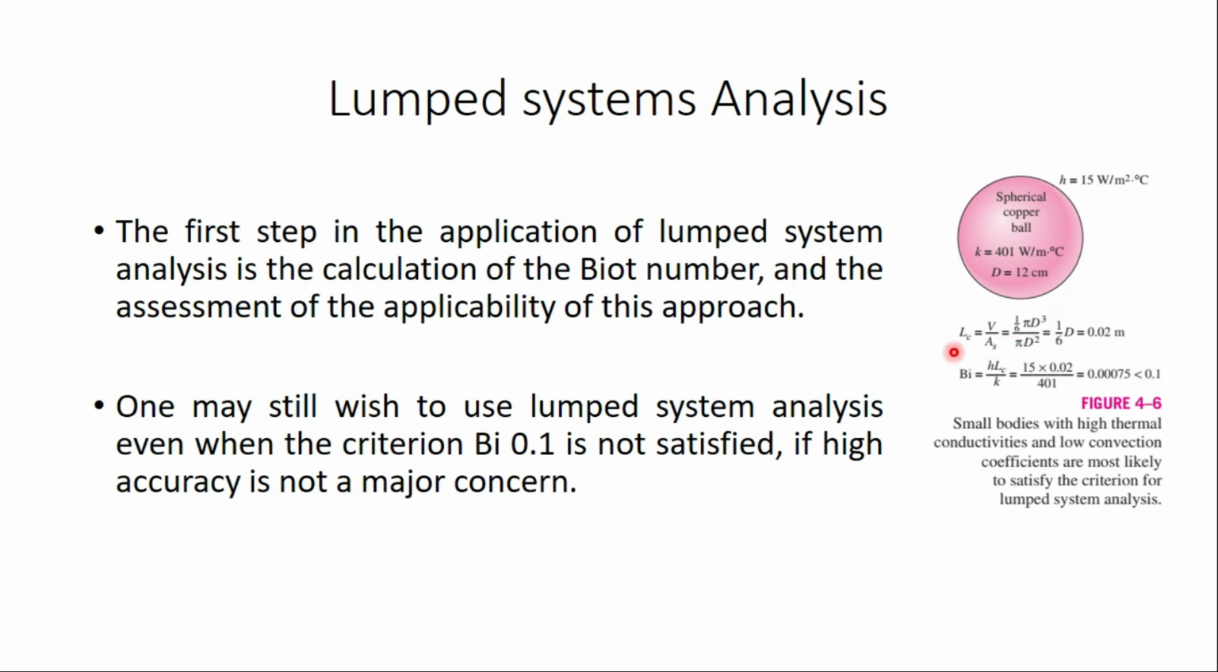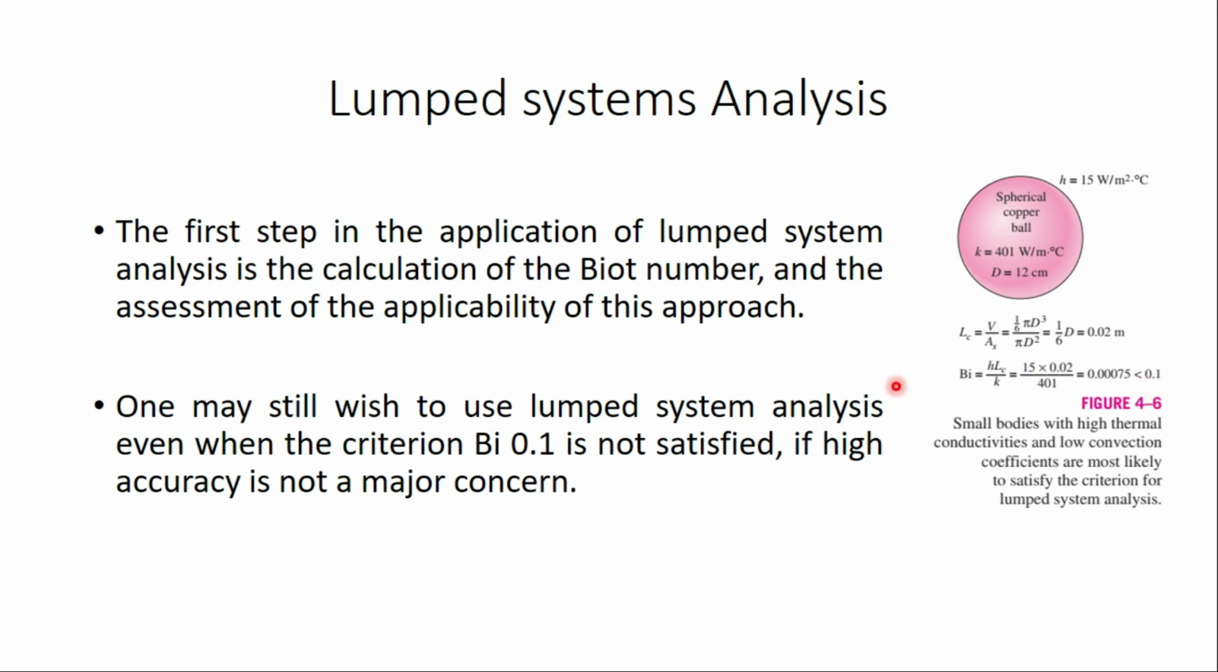The first step in order to calculate the Biot number is to calculate the characteristic length, Lc. It is the ratio of volume divided by the surface area. The volume of a sphere is 1 over 6 pi d cube, and the surface area of this sphere is pi d square. After simplifying that, we will have the characteristic length 1 over 6 multiplied by d. When we put the values, we will have the characteristic length of 0.02 meter. When we put the values of thermal conductivity, convective heat transfer coefficient, and the characteristic length, we will have the value of the Biot number, that is 0.00075, which is far less than 0.1.